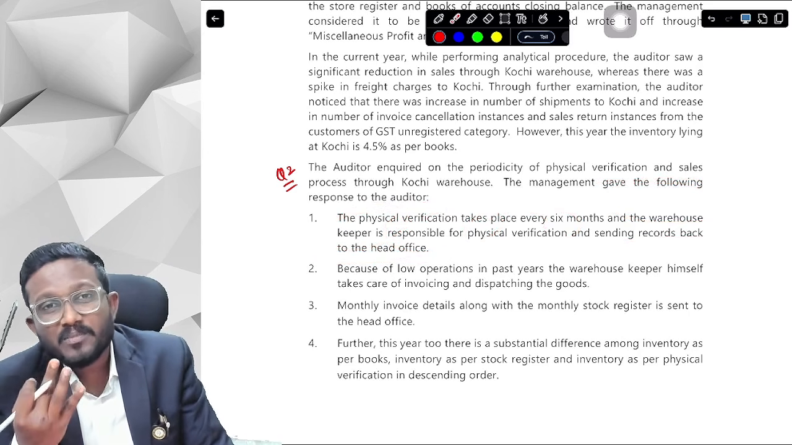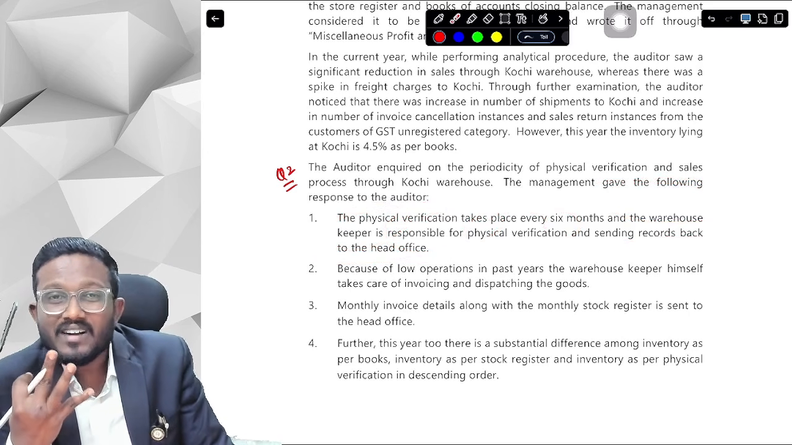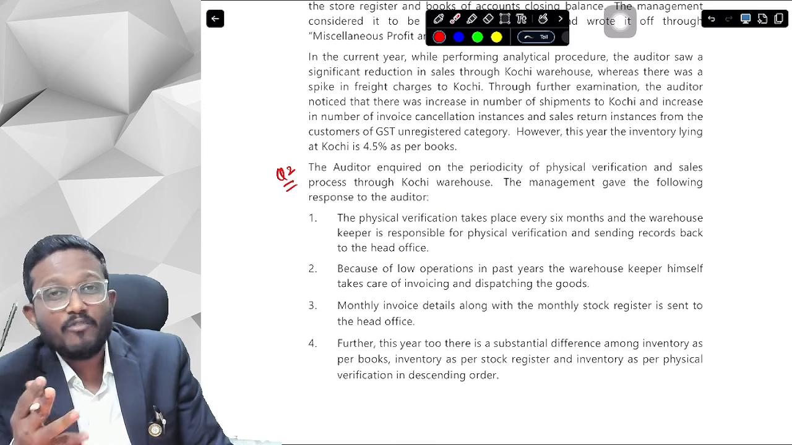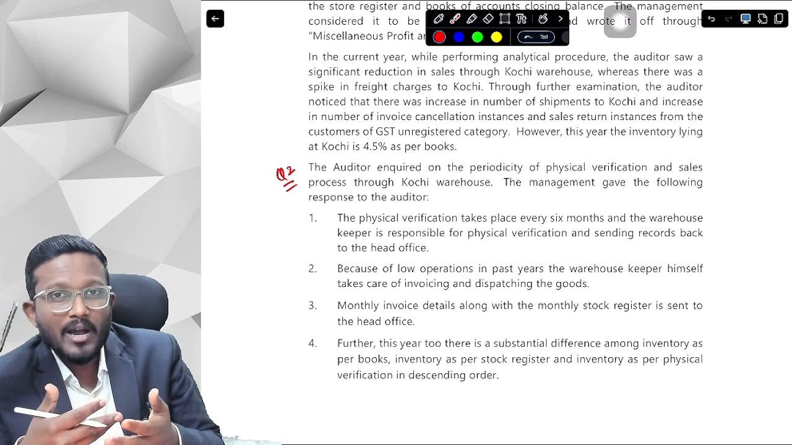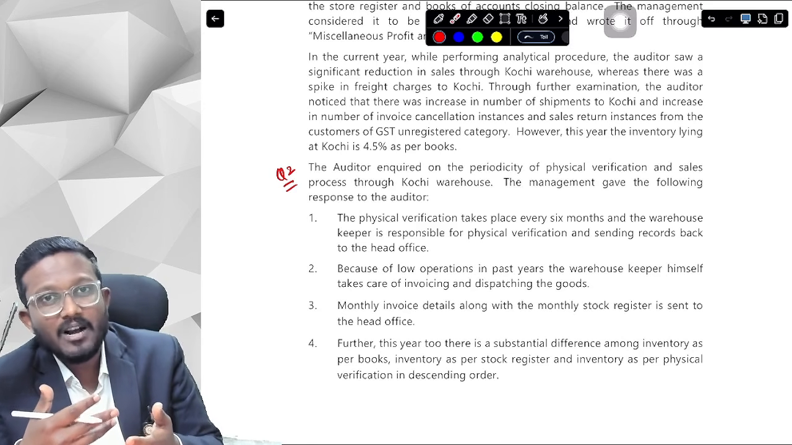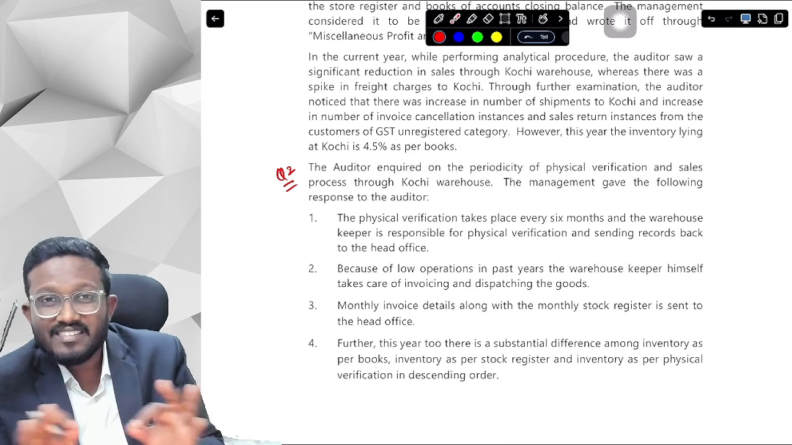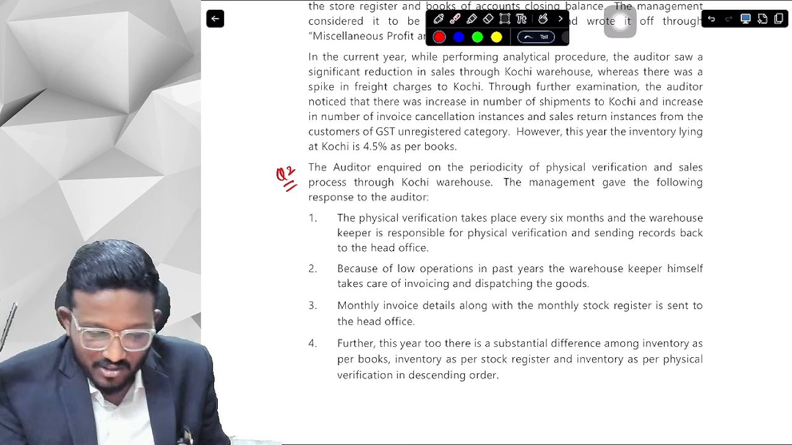The person who is responsible for keeping the warehouse records is the person who is responsible for reviewing the warehouse records. If I get to review my own copy, I will give myself 100 on 100 marks in audit. Okay, so this is not the case. This is a self-review threat, so this is wrong.